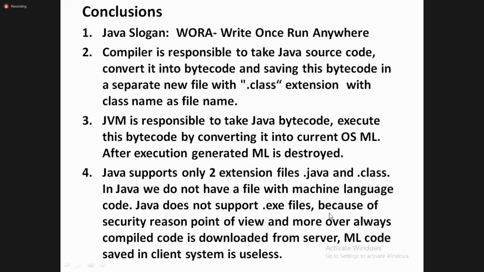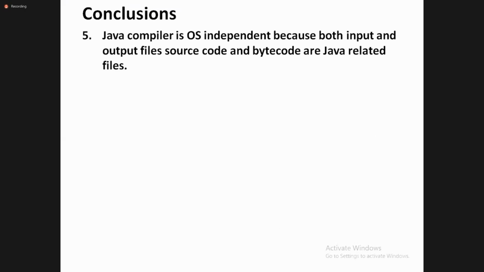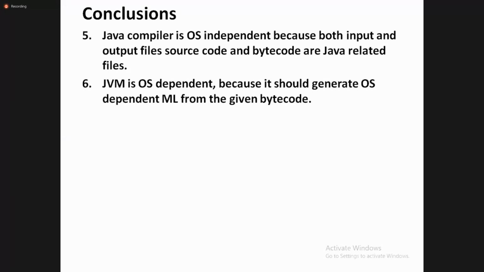Java doesn't support exe files because of security point of view, and moreover, always compiled code is downloaded from the server. Machine language code saved in the client system is useless, right? Generally people say security, that is a wrong statement. Next point, Java compiler is OS independent, because both the output files and source code, bytecode, are Java related files. JVM is OS dependent because it should generate OS dependent machine language from the given bytecode.